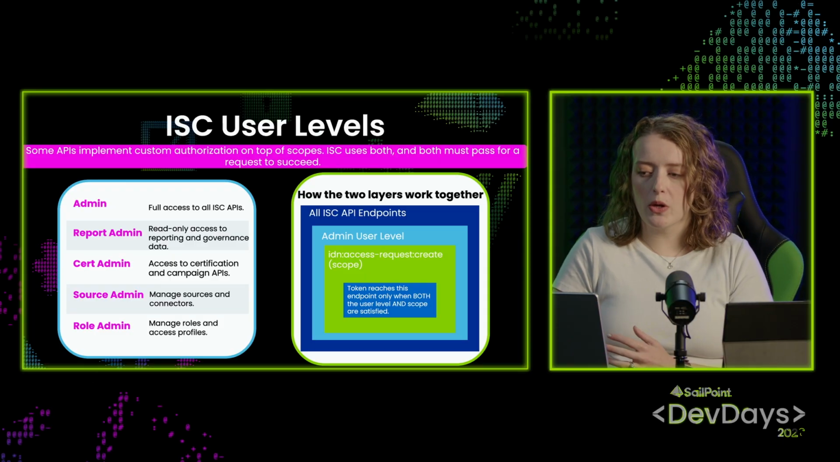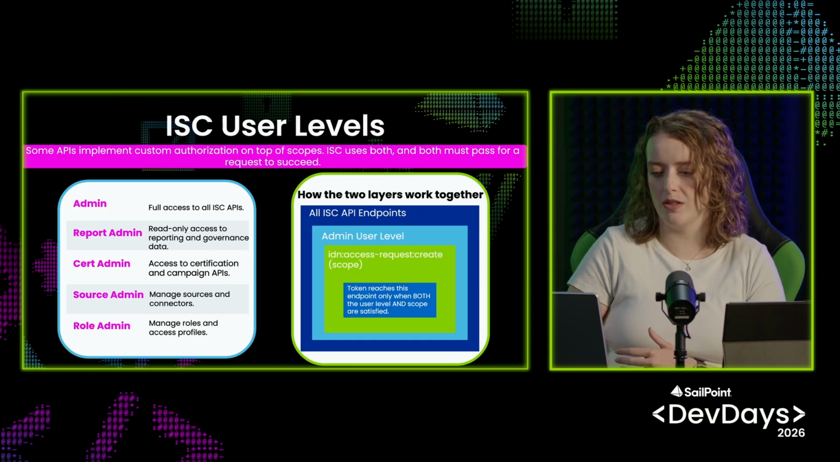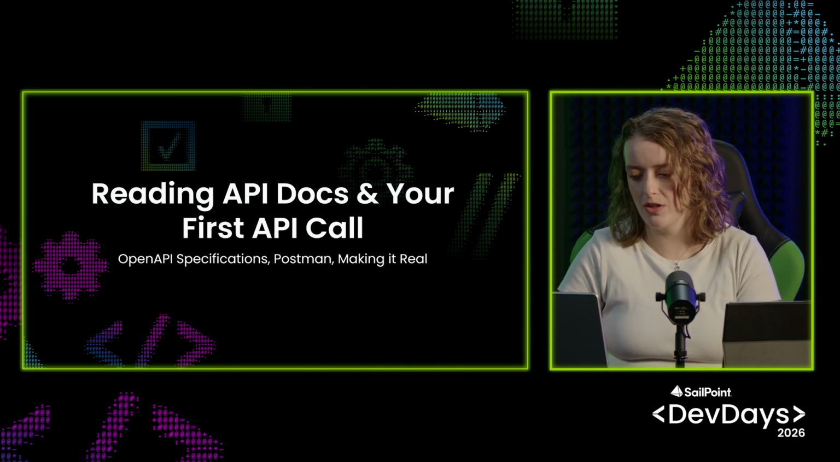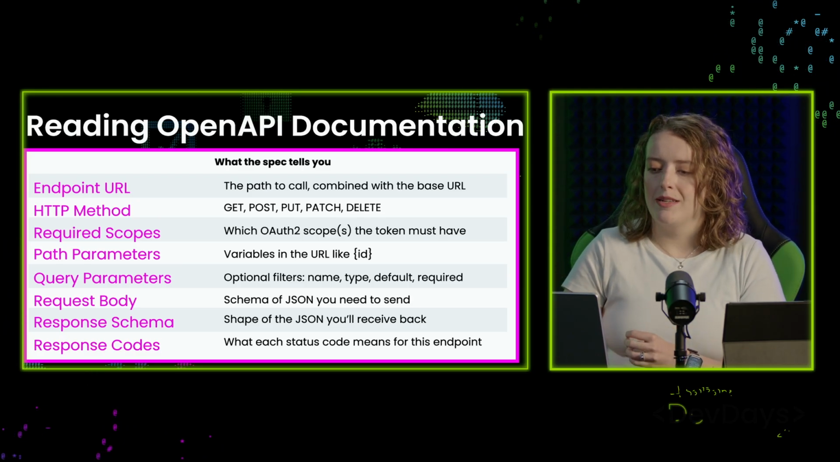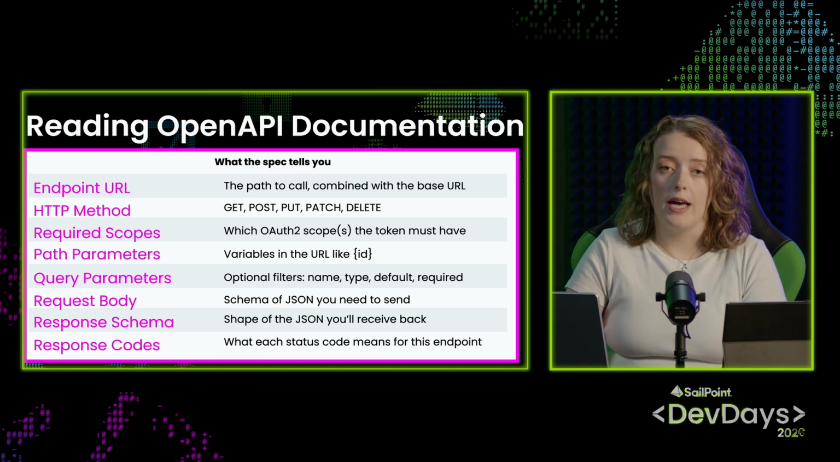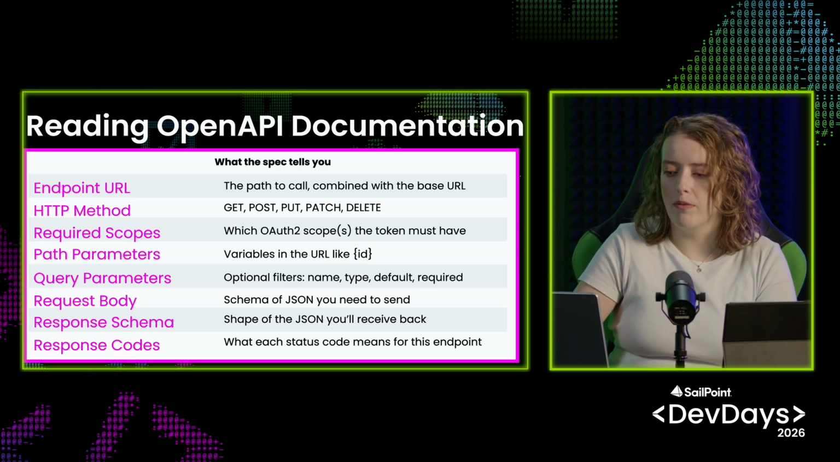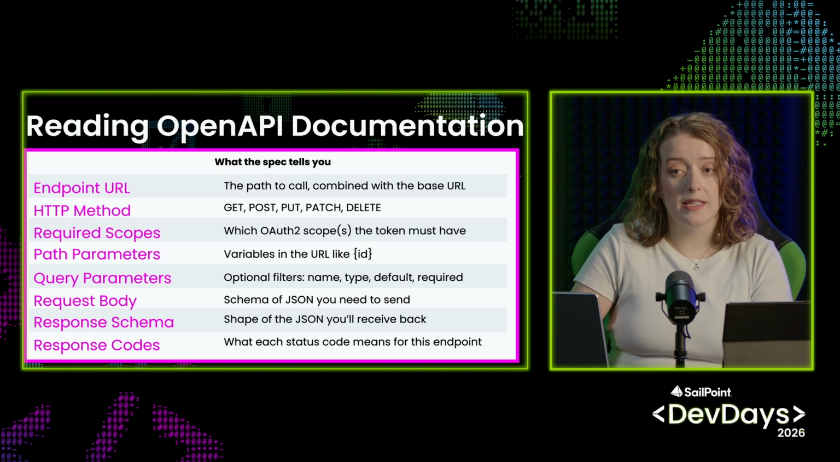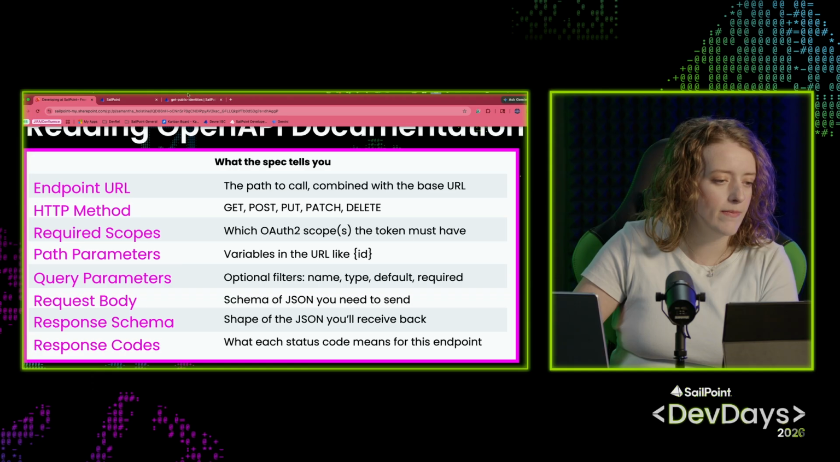We now know how to build a request and how to authenticate and how authorization works. And the last thing left is to put it all together. And that starts with reading our documentation and making our first call. Now, every SailPoint API endpoint is documented in an OpenAPI specification available at developer.sailpoint.com. So for every endpoint, the spec is going to tell you 8 things: the endpoint URL, the HTTP method, the required scopes, path parameters, query parameters, request body, response schema, and the response codes. So let's take a look at the docs and see these in action.